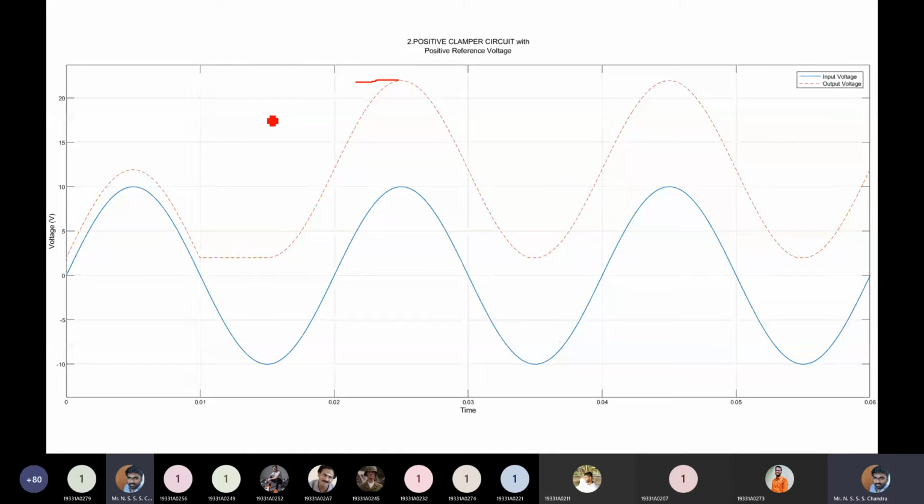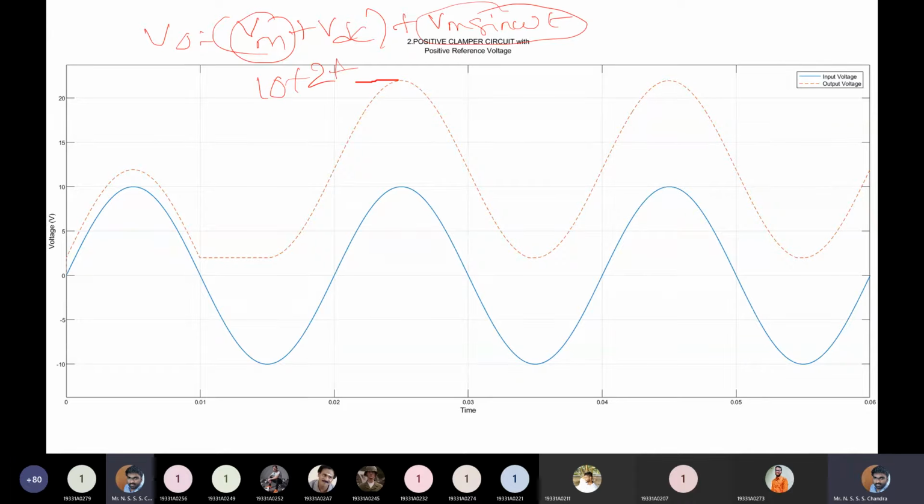So this value is contributed by three terms: Vm plus VDC plus Vm sin omega t. This is your output. Here I have taken Vm as 10 volts, VDC as 2 volts, plus the peak value in the input is again 10 volts. So it is around 22 volts. It should be somewhere around 22 volts.